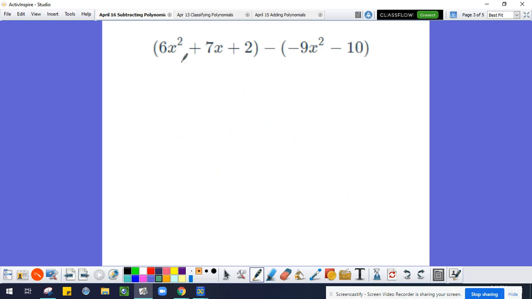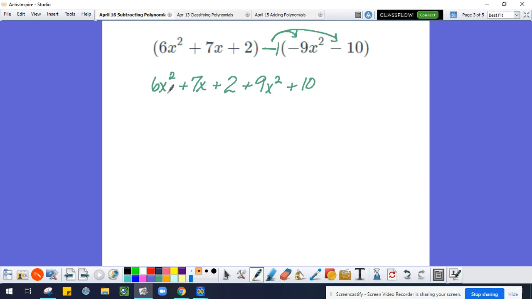So we're going to practice. Here's one. It's got that minus sign in between the parentheses. So I'm going to multiply everything after it times negative 1. Everything before it stays the same. So I still have 6x squared, plus or positive 7x, plus or positive 2. But now negative 1 times negative 9 is going to give me positive 9x squared. And negative 1 times negative 10 is going to give me positive 10.